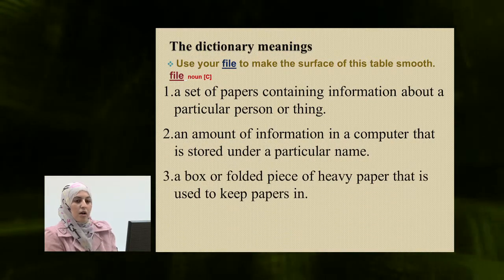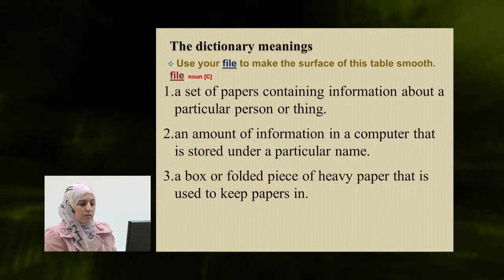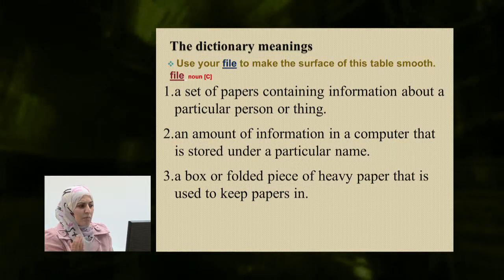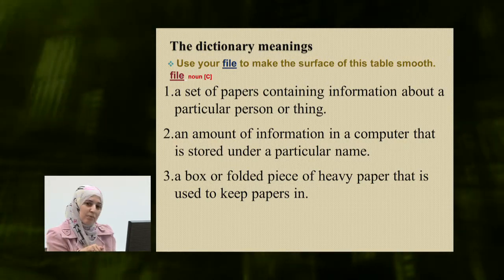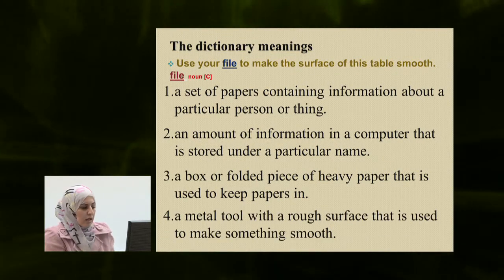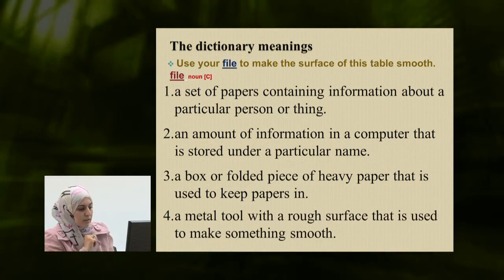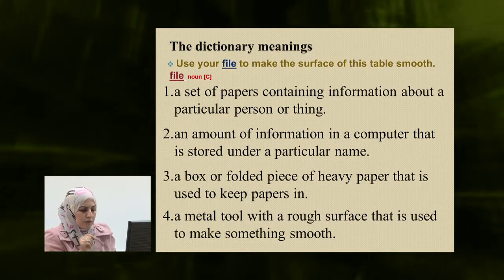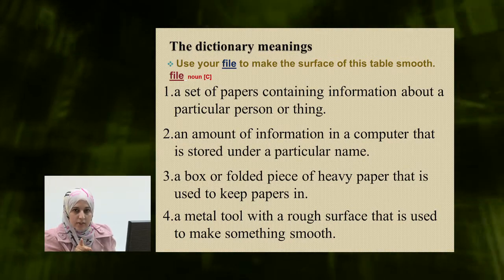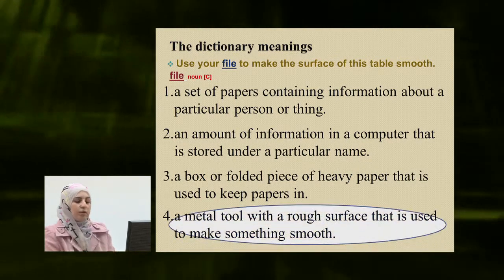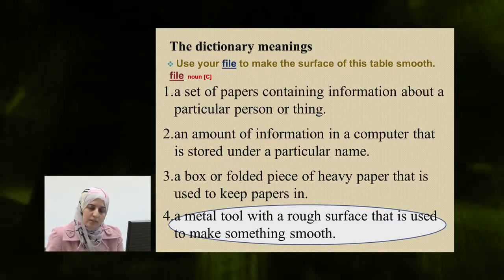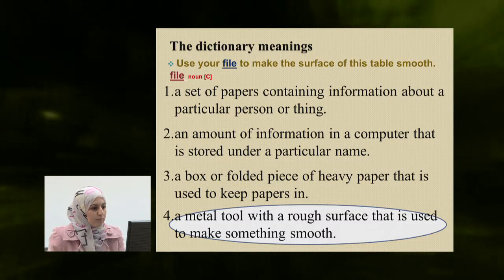Number 3. A box or folded piece of heavy paper that is used to keep papers in. Again, box, use a box to make a table smooth. No way. Move on. Number 4. A metal tool. Here it is. A metal tool with a rough surface that is used to make something smooth. Here it is. So, this is the one that you need. Use your metal tool to make the table smooth, right?